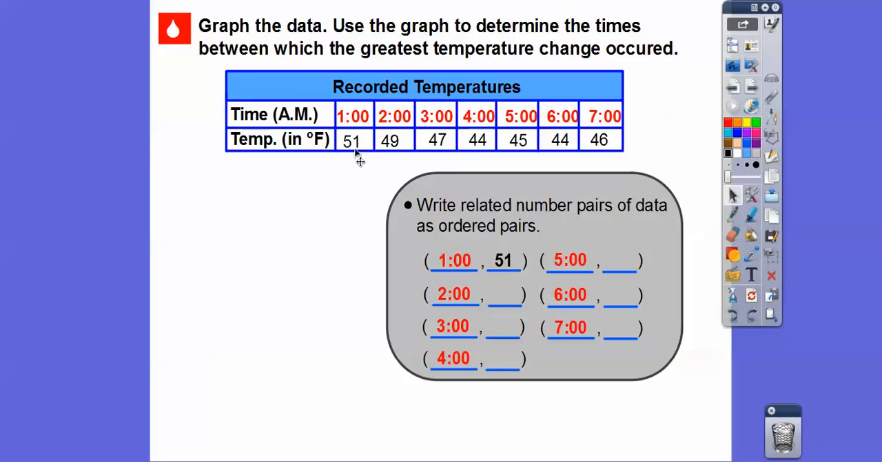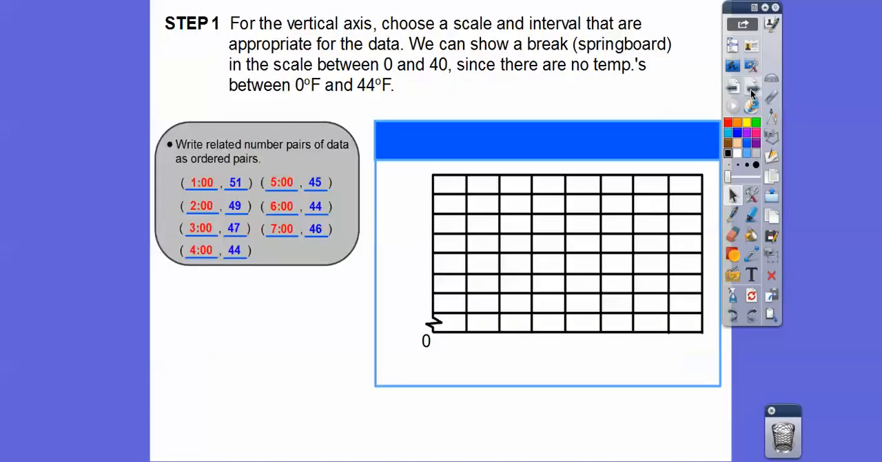Okay, so we're going to put in 51, 49, 47 at these appropriate times. So this 47 is going to go right here for the 3. Okay, so let's go ahead and do that. All right, so all those numbers are placed right there, and then we're going to graph this ordered pair, 1 comma 51, 2 comma 49. All right, let's just move that over right there.